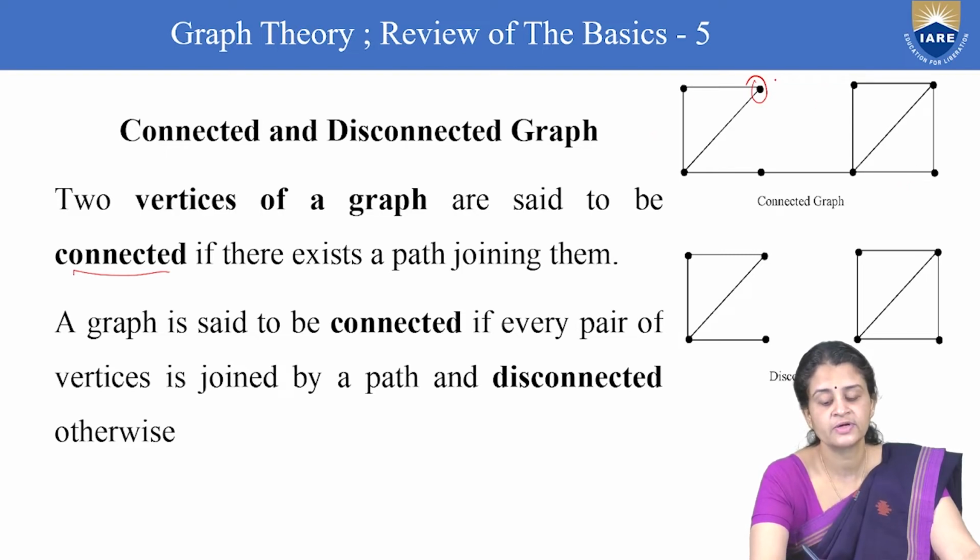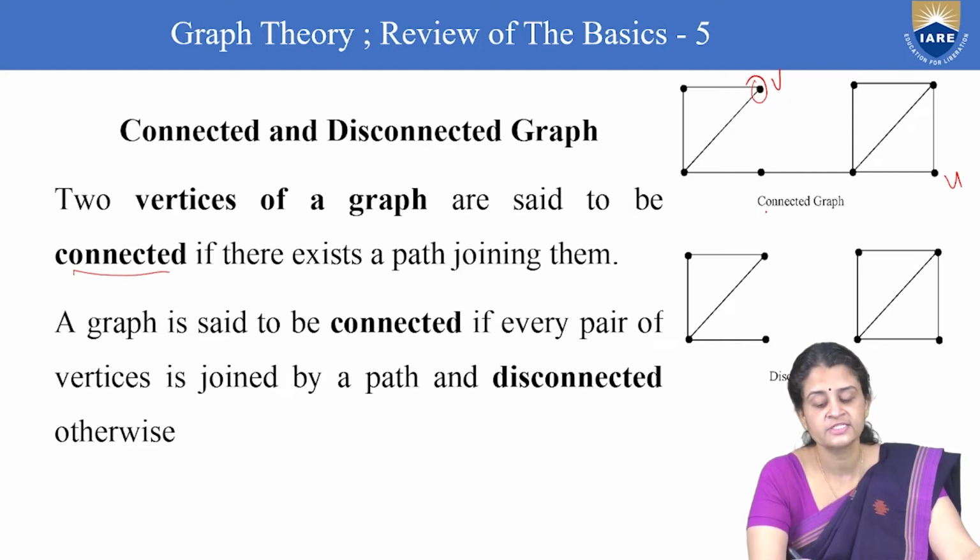If I am taking this vertex V and this is U, I can go from V to U or U to V. There is a path existing between them. I can go either this way or this way. Then we say that this graph is connected. That is, if any two distinct vertices are connected by a path, then the graph is termed to be a connected graph.